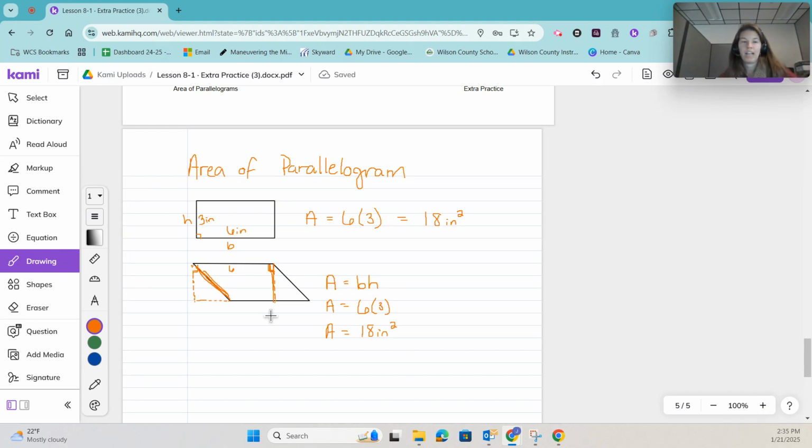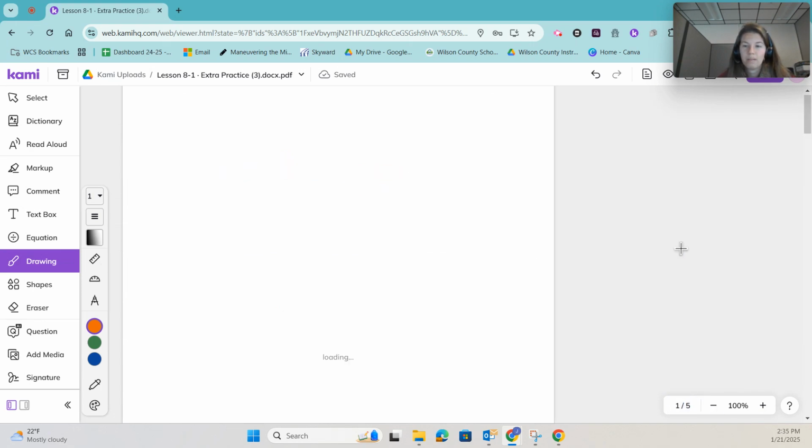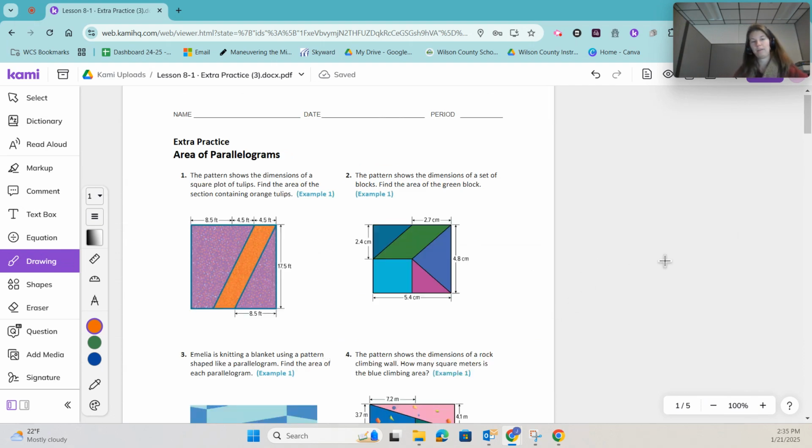All right, so let's take a look at some more difficult types of problems when it comes to finding area of a parallelogram. So we are finding the area of the parallelogram here. The pattern shows the dimensions of a square plot of tulips. Find the area of the section containing orange tulips.